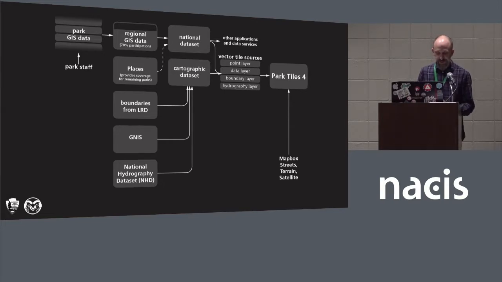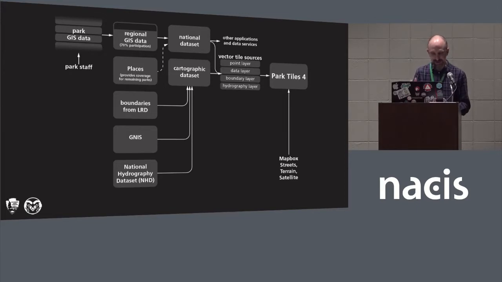So one of the key features of park tiles, and why it's a more sustainable product in the long term for the services, is this rebuilt data pipeline. So we basically rebuilt it from the ground up. This diagram is simplified, and it hides a lot of the nuts and bolts under the hood, but it's an overview of how the various data sources come together to feed into park tiles.